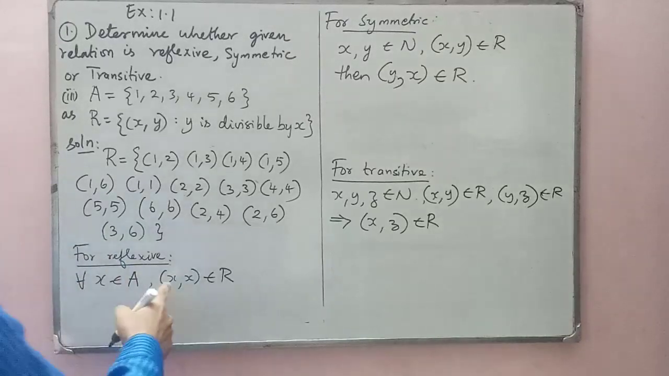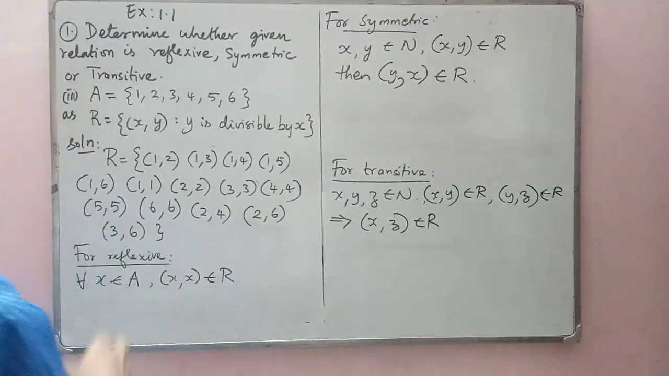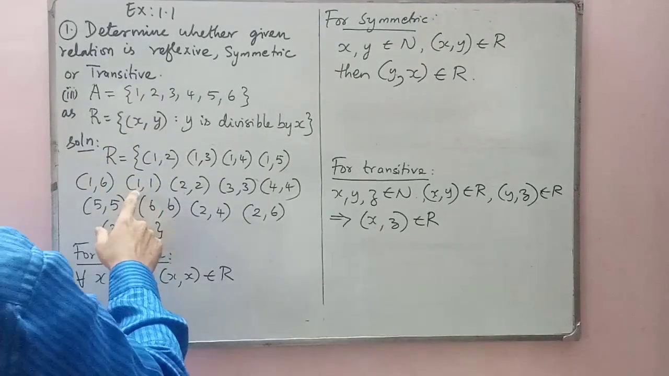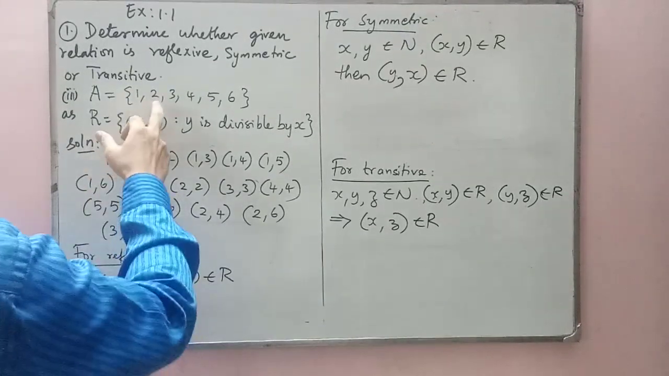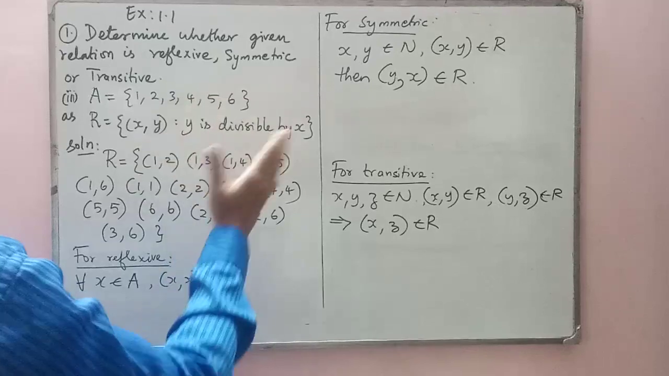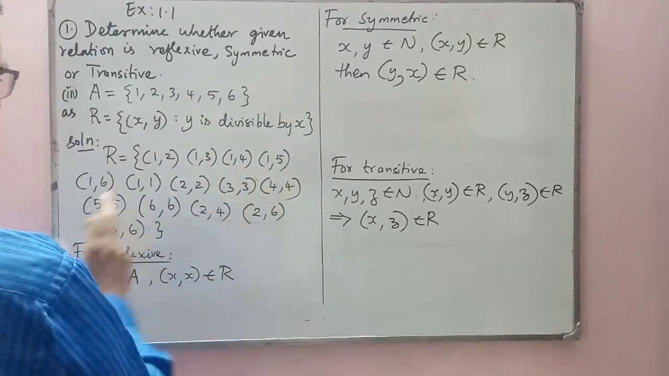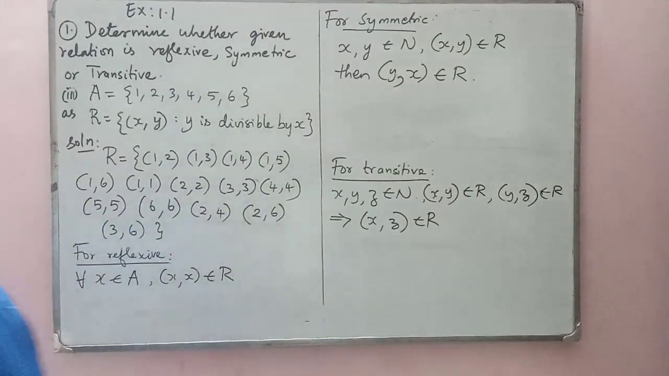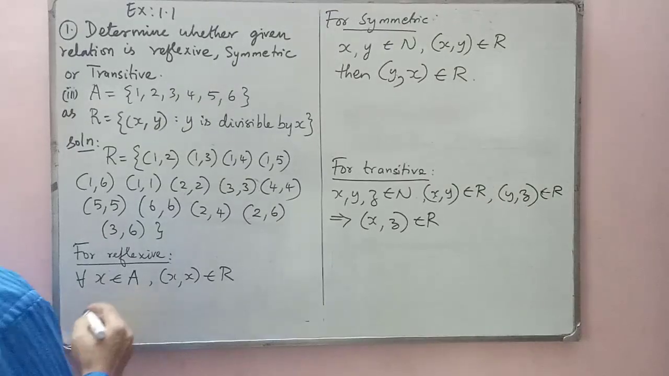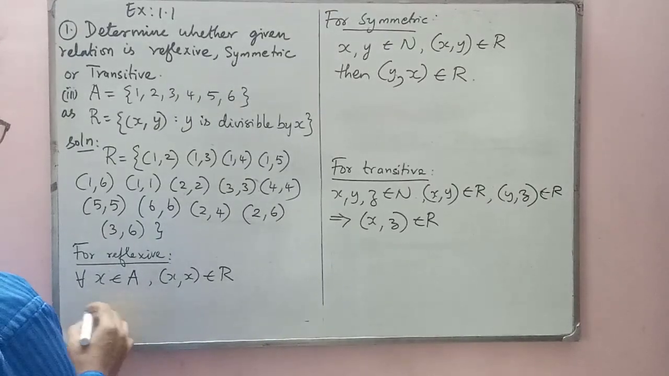Then you should check whether x comma x belongs to R. I take an element 1. I see 1 comma 1 is there or not. Yes, it is there. If I take 2, 2 comma 2 is there. So every element has its reflection. 2 comma 2, 3 comma 3, 4 comma 4. So it is reflexive.